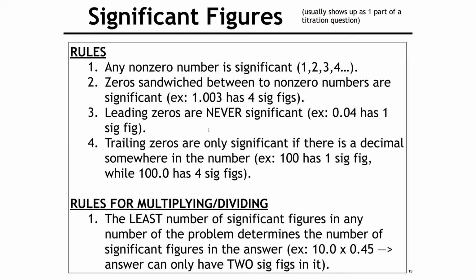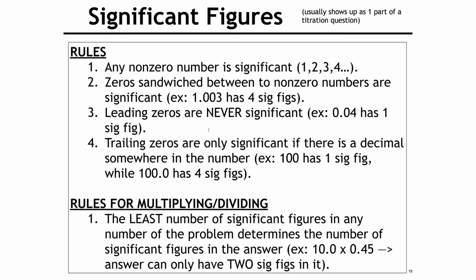Okay, next is significant figures. The students may have learned it for a long time. They maybe get one question as part of a titration question, usually not on their own. So the rules, they may hate it, but it can be broken down very simply. So any non-zero number, significant. 1, 2, 3, 4, 5, 6, significant. Zeros that are in between 2 non-zero digits, also significant.